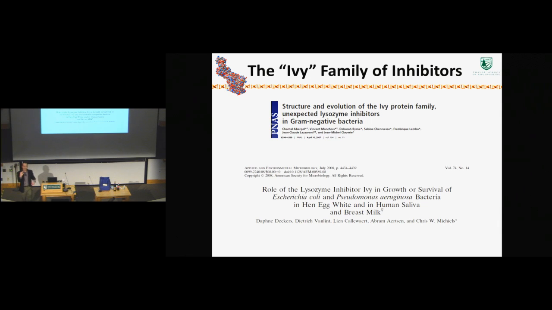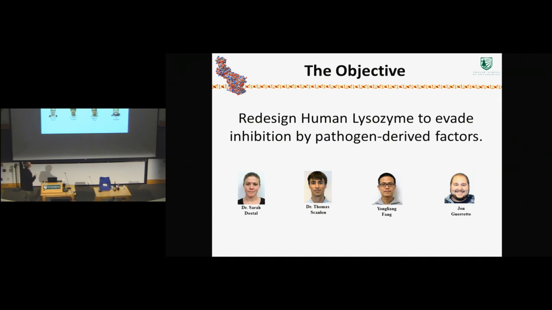It can survive in these biological fluids that have lots of lysozyme, specifically because it produces this IV inhibitor that protects this bacteria from killing by lysozyme. All right, so the problem here is that bacteria can specifically shut down lysozyme's antibacterial activity. So our objective in this project is to redesign human lysozyme to evade inhibition by these pathogen-derived proteins.